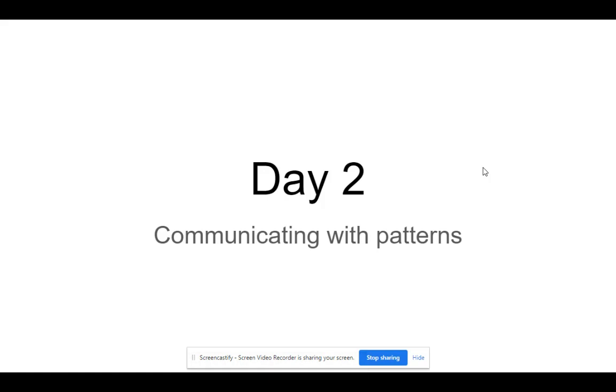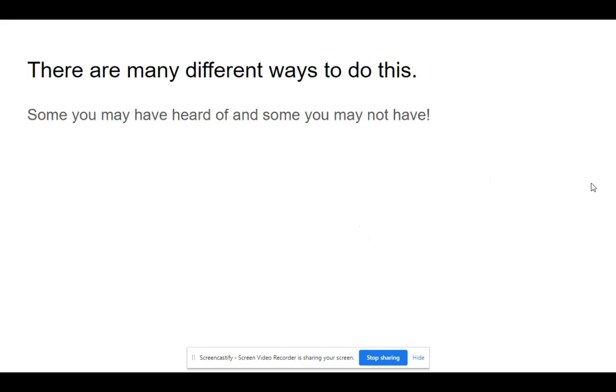So yesterday you thought of some different ways that you could communicate with a pattern without speaking. So how could you talk to other people using a pattern without speaking? There are many different ways to do this. Some of these you may have even heard of, and some you may have not. They might be something extremely new to you.